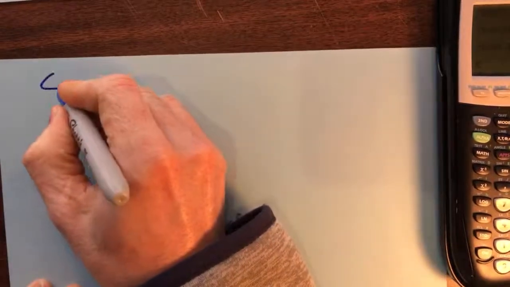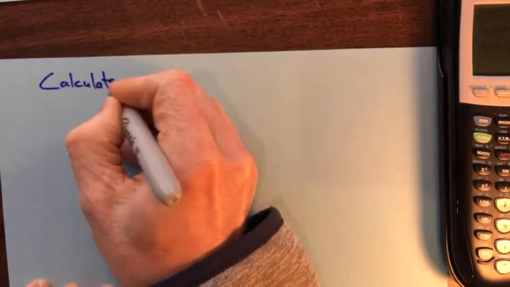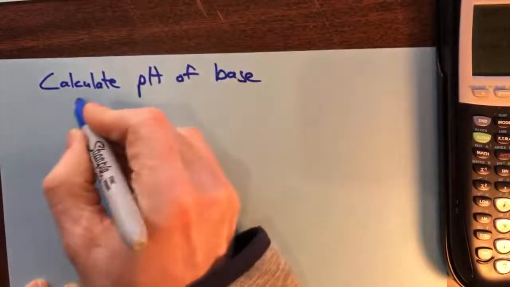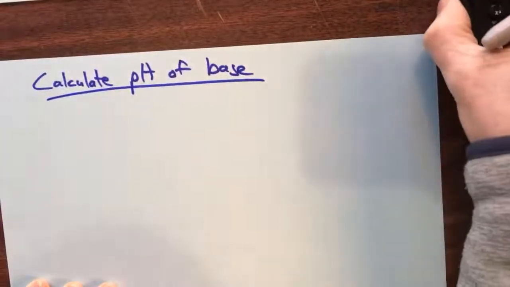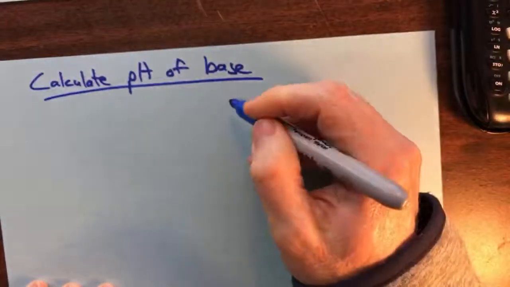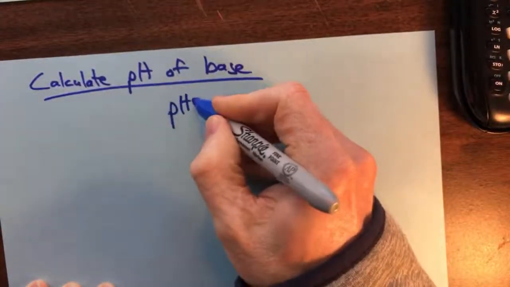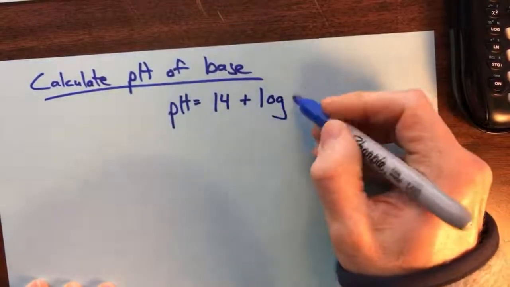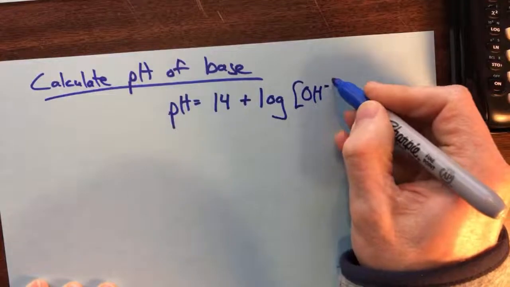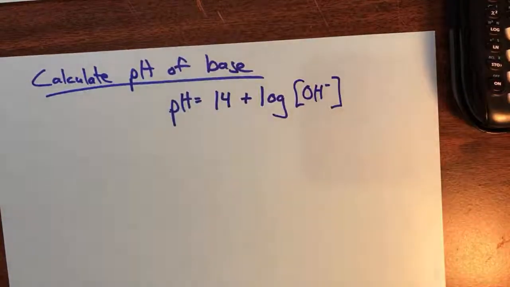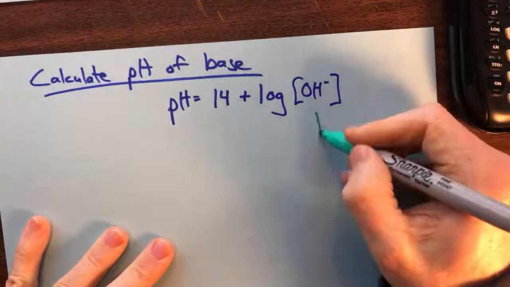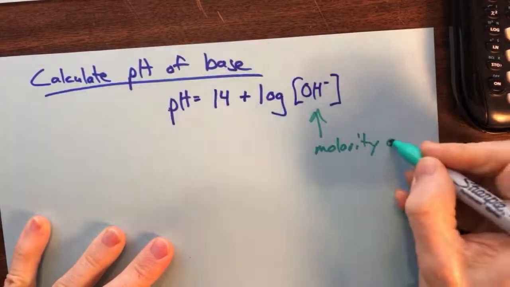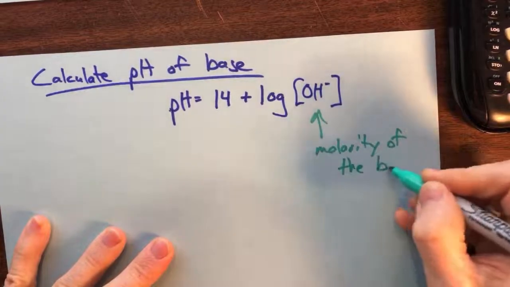So, calculate pH of a base. What do we do about bases? The equation for the base is going to be this. So pH is going to be 14 plus the log of the OH minus. And this OH minus is what? That's going to be your molarity of the base.